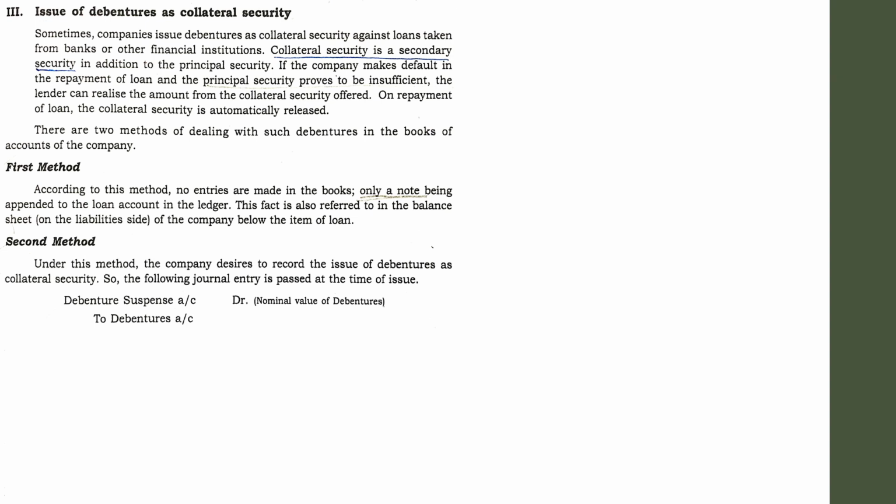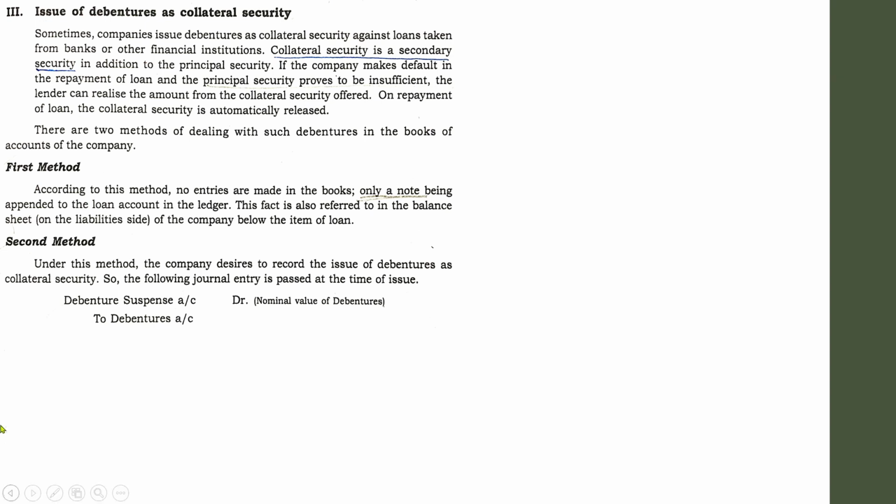Under this method, the company decides to record the issue of debentures as collateral security, because there are only 2 activities. We are issuing debentures. After that, once we repay the loan or the interest, the debentures are received back. Whenever the debentures are issued, an entry will be passed, and whenever the debentures are received by us, another entry will be passed. That is the simple meaning. In both cases, entries will be passed. Since the net effect of those 2 entries has no effect on our accounting activities, in the first method it is considered that we need not pass the entry.